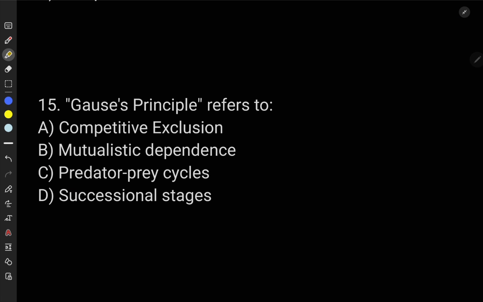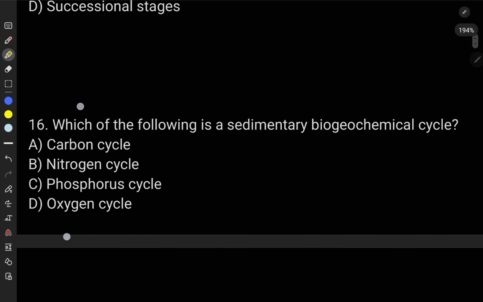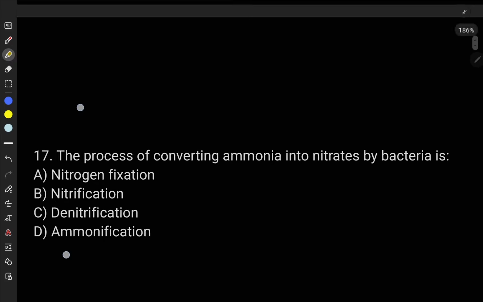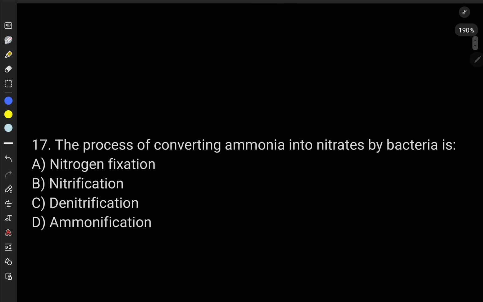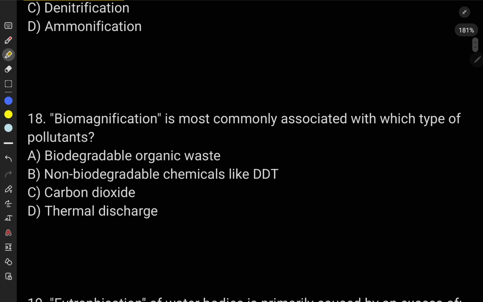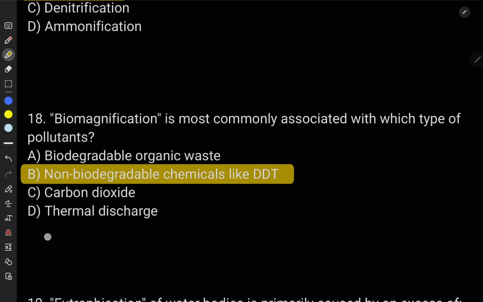Gauss's principle refers to option A, competitive exclusion. Which of the following is a sedimentary biogeochemical cycle? Option C, phosphorus cycle. The process of converting ammonia into nitrates by bacteria is nitrification. Biomagnification is most commonly associated with which type of pollutants? Option B, non-biodegradable chemicals like DDT.